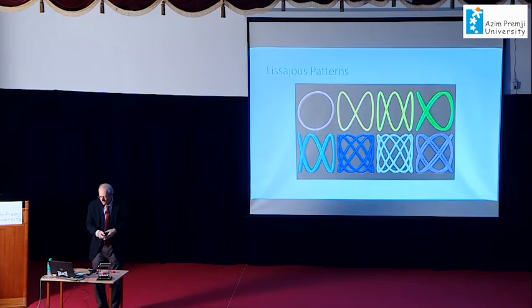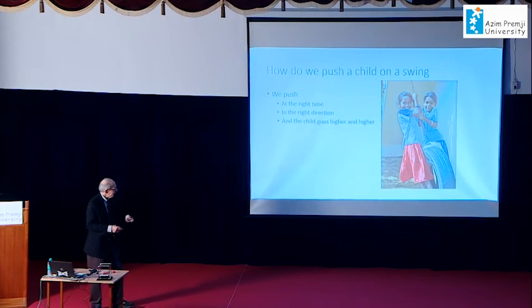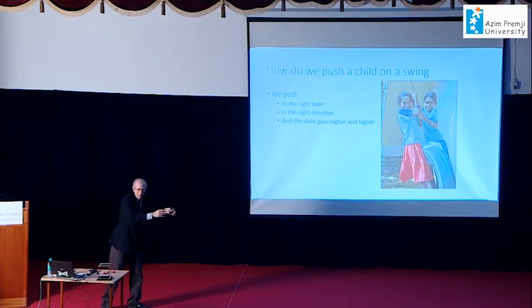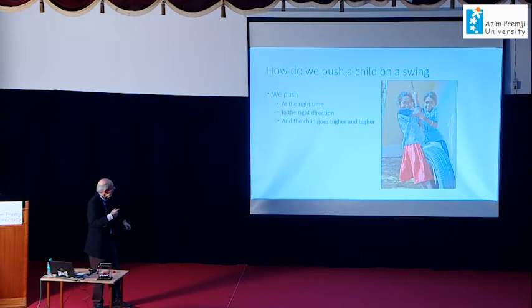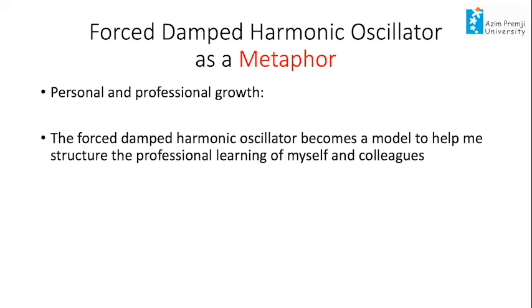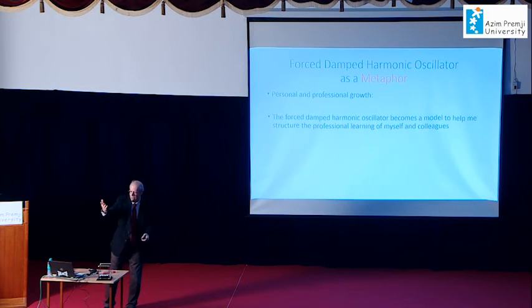So let's take a look at something a little easier for us. How do we push a child on a swing? If they want to go higher and higher, we have to push them at the right time. If they're coming toward us, we don't push them, because that's going to stop them. When they get here, then we push them. So we have to push them at the right time, in the right direction, and the child goes higher and higher. This is called a forced damped harmonic oscillator. It's a harmonic oscillator that damps out, but you can force it so it doesn't damp out.